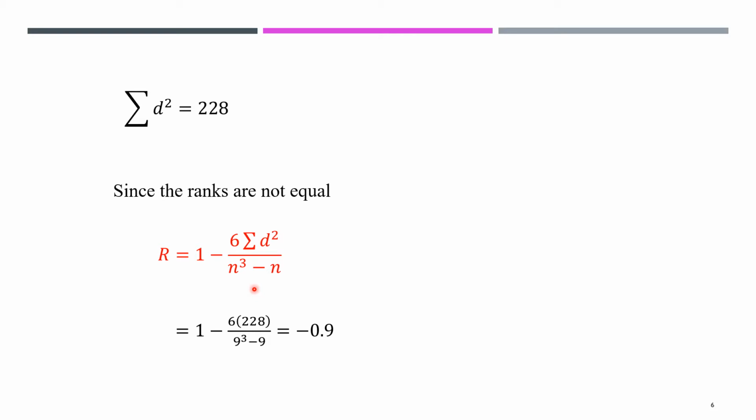We have the ranks from 1 to 9. There are no same entries in X or Y, so we have non-repeated ranks. N is equal to 9 and summation D square is 228. Substituting everything in the Spearman's rank correlation coefficient, we get the answer as minus 0.9. Again, we get a negative correlation, and the capital R value lies between minus 1 and plus 1.